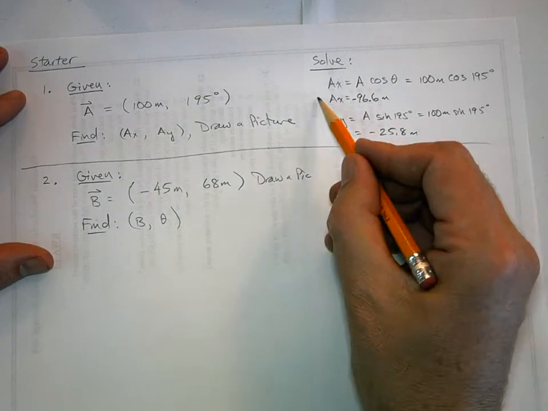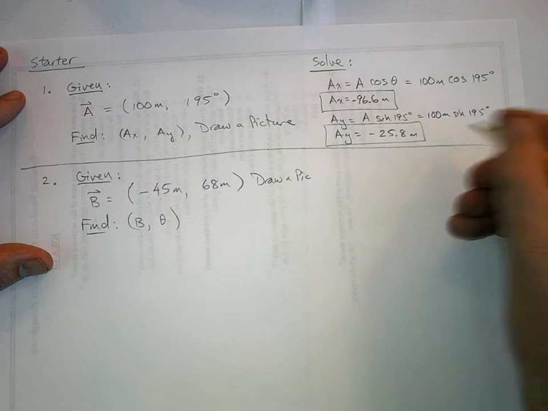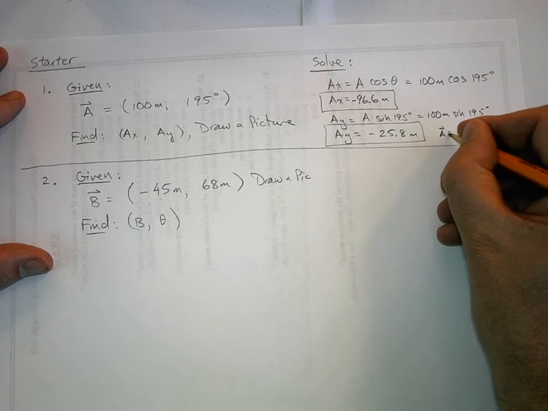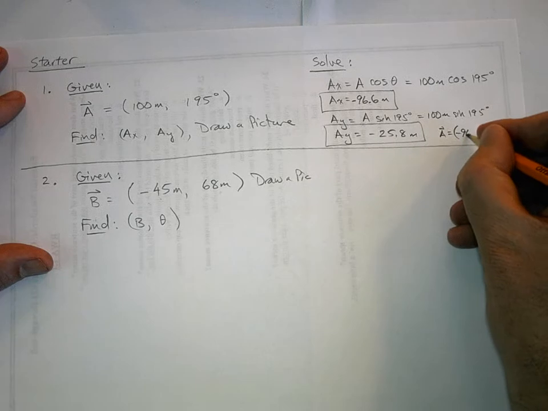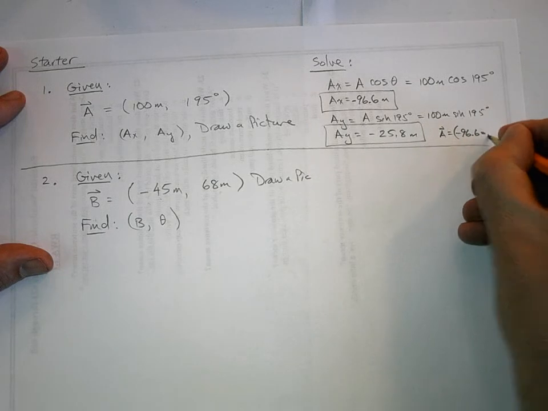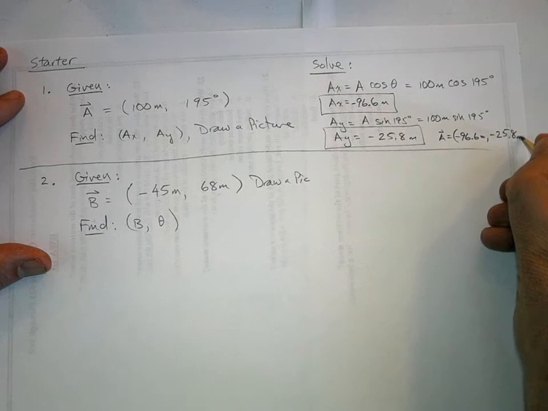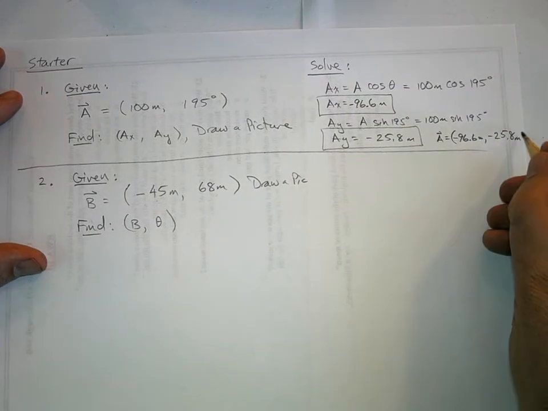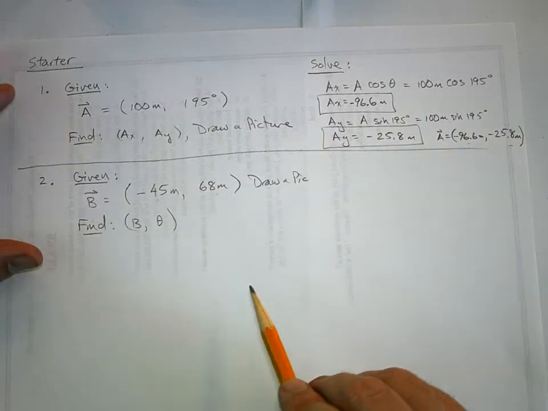Now, you can box it like this, or you can put it like this. A equals negative 96.6 meters, comma, negative 25.8 meters. So you can put it like that, where it's in coordinates, or you can just do this.